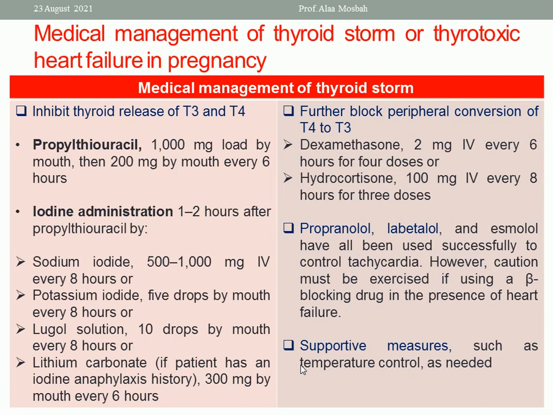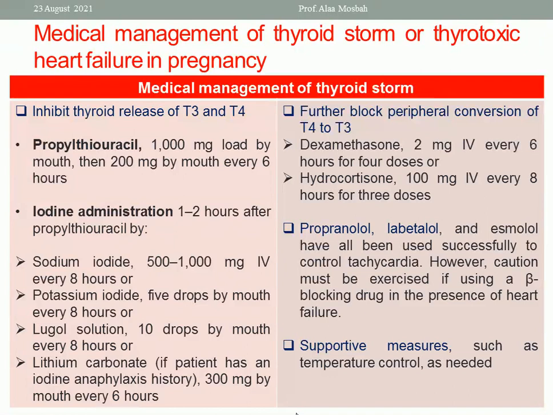What about medical management of thyroid storm? I can manage thyroid storm by inhibiting thyroid release of T3 and T4 and further blocking the peripheral conversion of T4 to T3. Okay, so first I inhibit the release of T3 and T4. Second, I inhibit or block the conversion of T4 to T3. Third, I control symptoms like tachycardia with propranolol, labetalol, and so on. Okay.